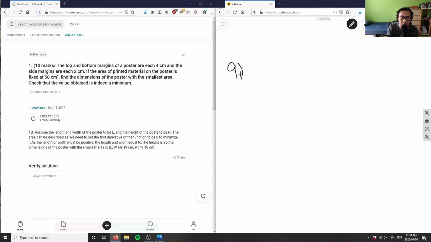So I didn't really get a diagram, so I'm going to assume that this is a rectangle. The poster is probably a rectangle here. And the top and bottom margins are each 4 centimeters, and the side margins are 2 centimeters.